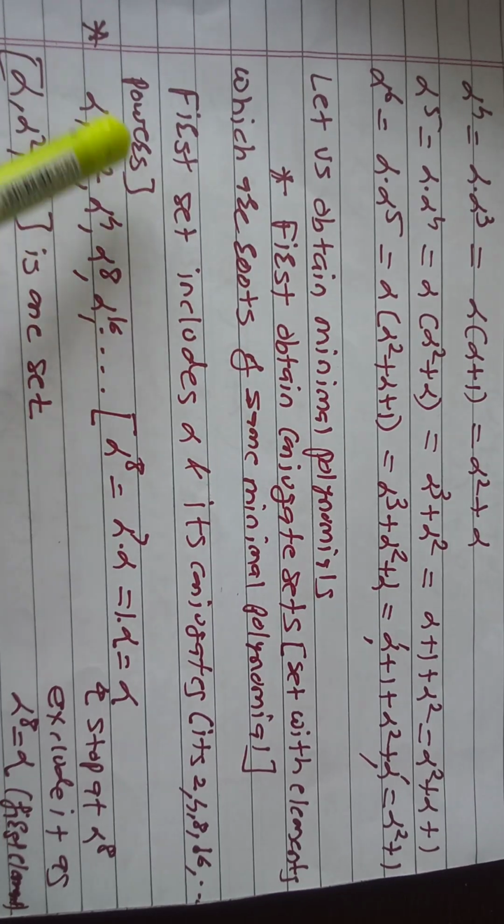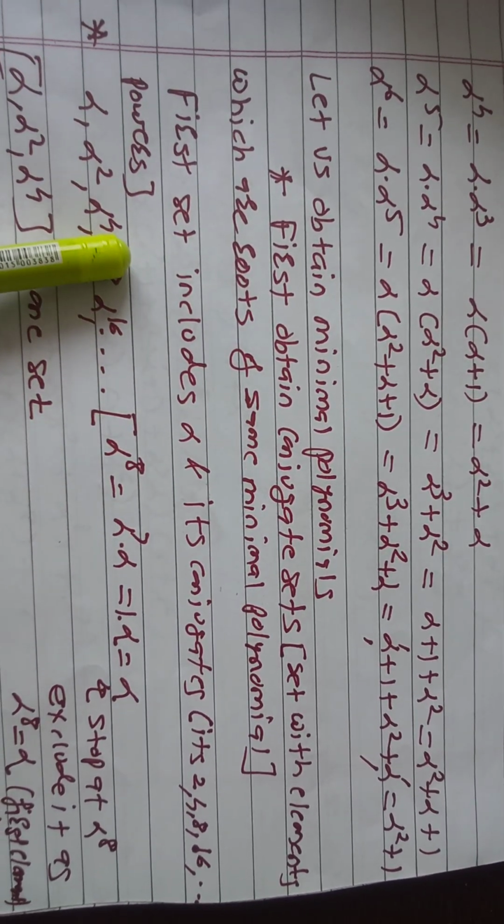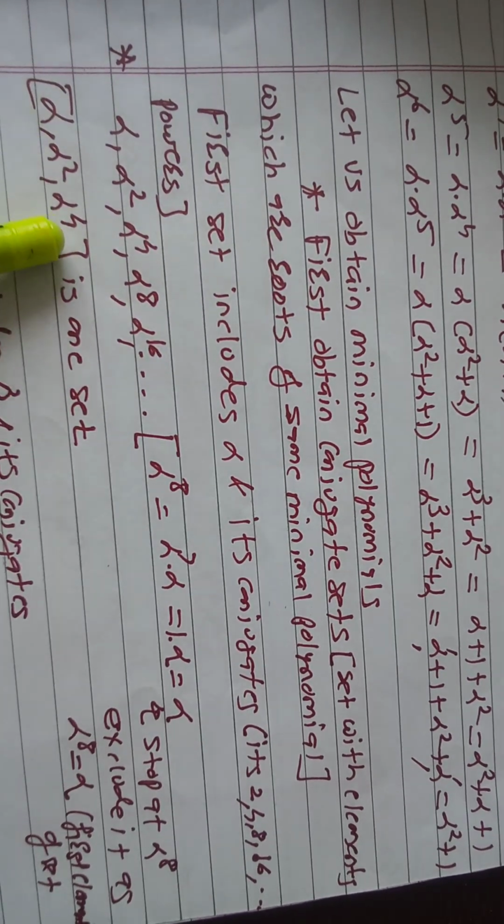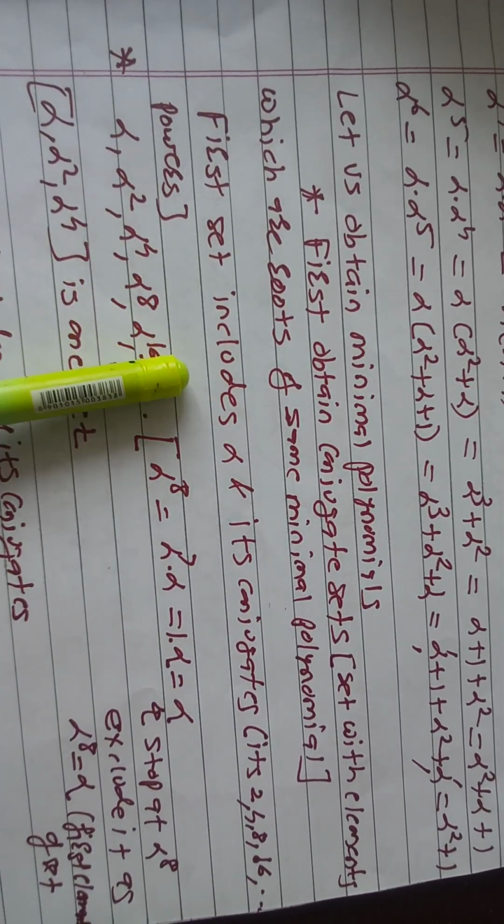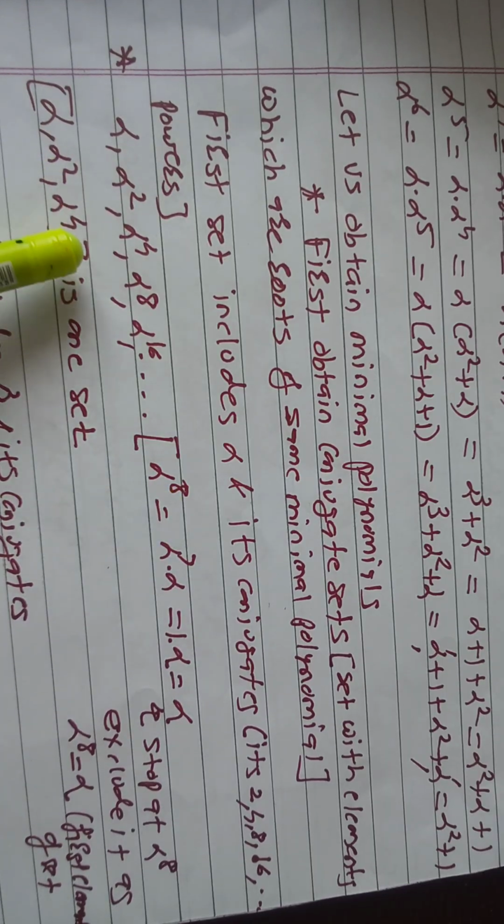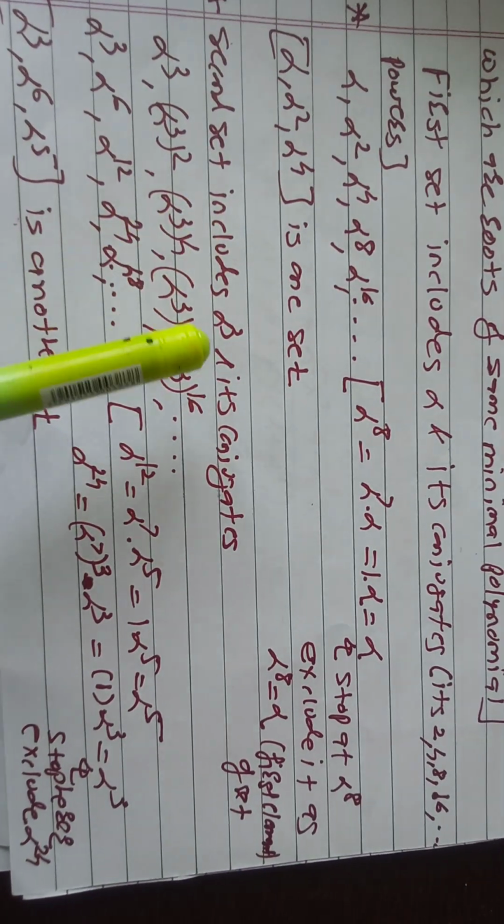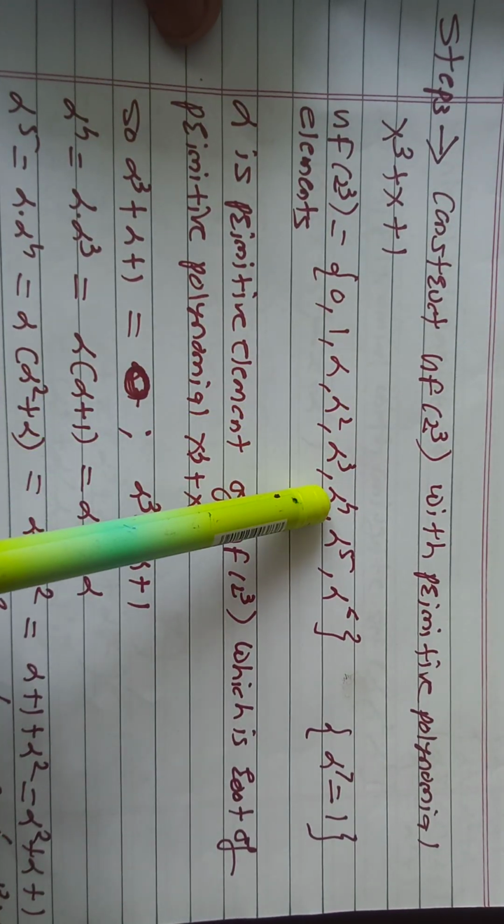So alpha is repeating. The first element is repeating in this set, so you have to stop here. Don't take alpha 8. Your set becomes alpha, alpha square, alpha raised to 4. All the other elements are just a repetition of alpha, alpha square, alpha 4. So the set is alpha, alpha square, alpha 4.